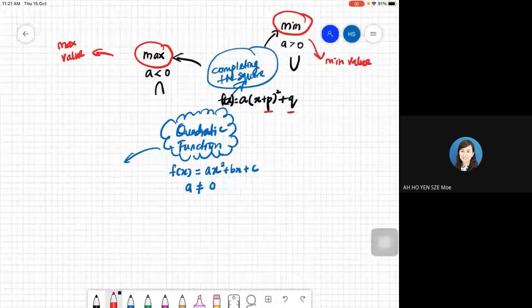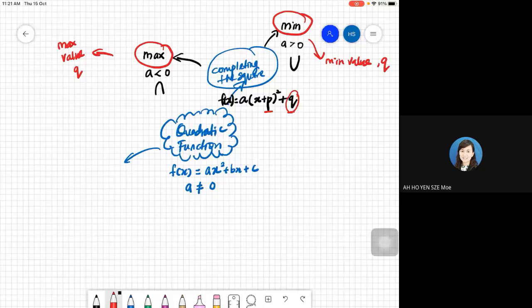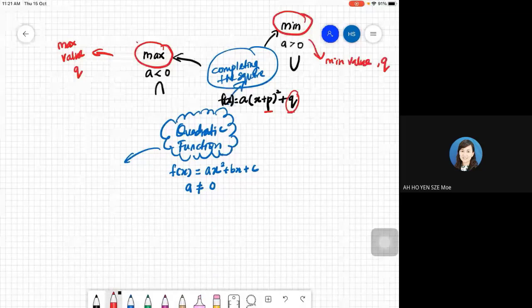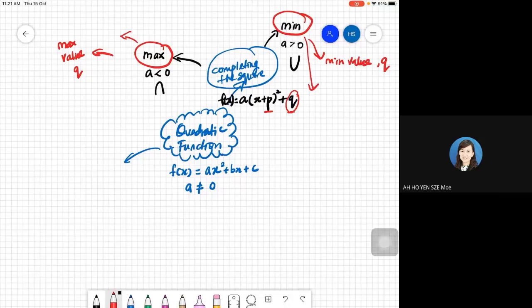Your q from the general form here. The maximum and minimum, this is the one you read from the completed square. So your minimum and maximum value is the q. Besides that, you can determine the maximum point, and this one we can determine the minimum point. Minimum point, and this is the maximum point from the general form also.